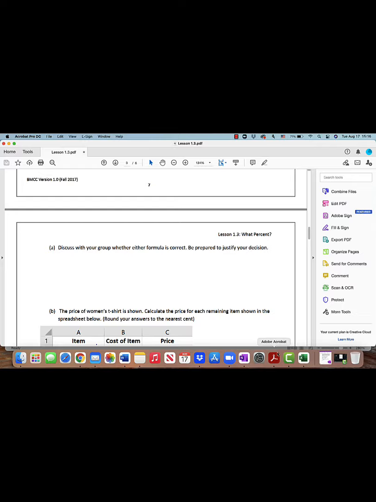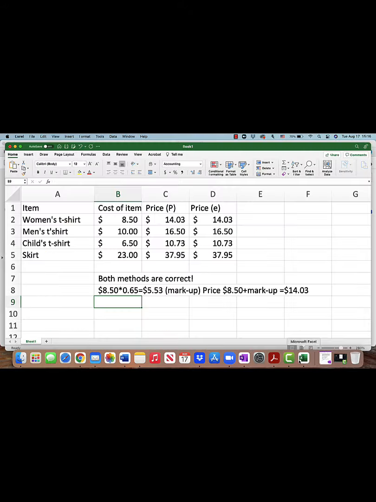Okay, so now can you go ahead and write your response in your notes? And that's right here. It says discuss with your group, but since we are doing this completely online, can you go ahead and write down a justification as to why not only Paula's method makes sense, but Eduardo's as well. I'm going to type it up in Excel since I have it already opened up.